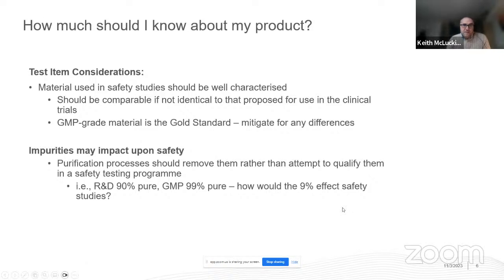Impurities from the GMP production batch compared to an R&D batch, realistically may be an issue on safety. So purification processes should remove them rather than attempt to qualify them in a safety testing program. For instance, if you've got an R&D batch that is 90% pure, and then you move to your GMP batch that is 99% pure, if you run your study with the 90% R&D product, you have 9% that you do not know what's happening.